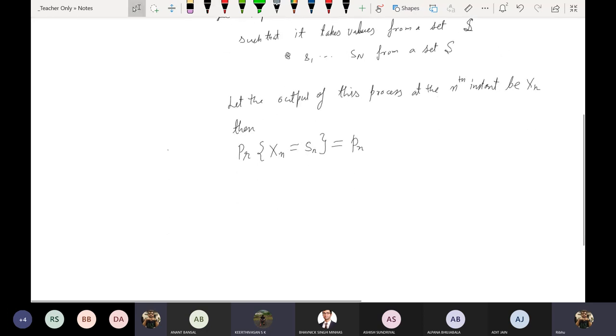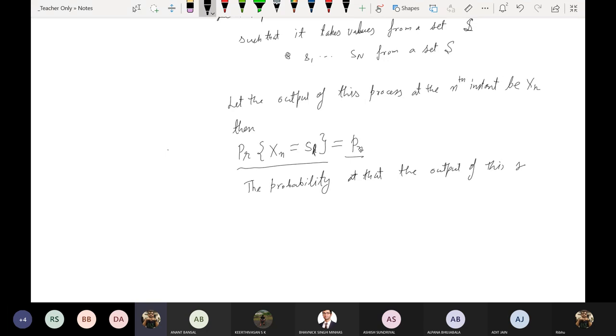The output at the nth instant is SL, and the probability that the output of this system at the nth instant is SL. These are the kind of probabilities that we have talked about till now, right? Yes, sir.